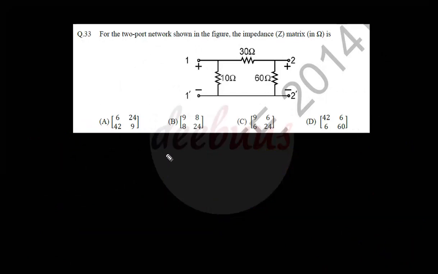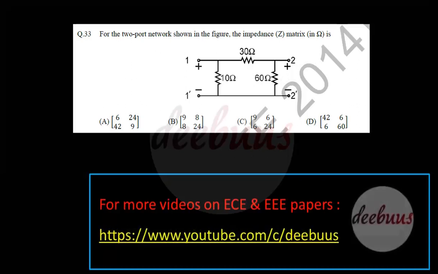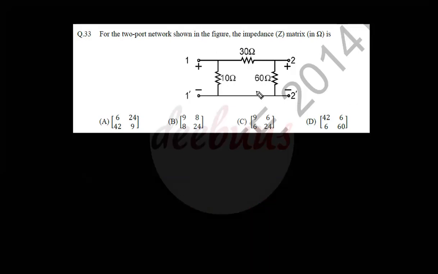For the two-port network shown in the figure, the impedance matrix Z is given by. Right? So here it is given a delta network. We know if the question is given in delta network, it is much easier to calculate Y matrix. If the question is given in Y network or star network, it is much easier to evaluate Z matrix. So I am converting this delta network into a star network, right? So I am marking the equivalent star here or Y here.